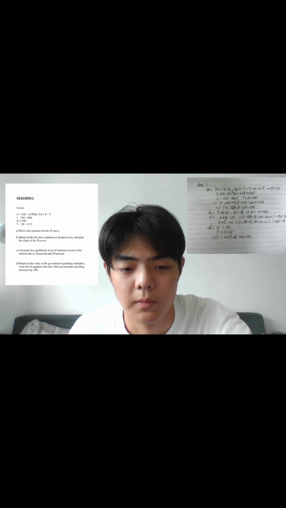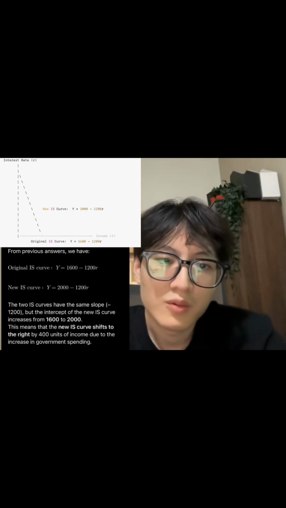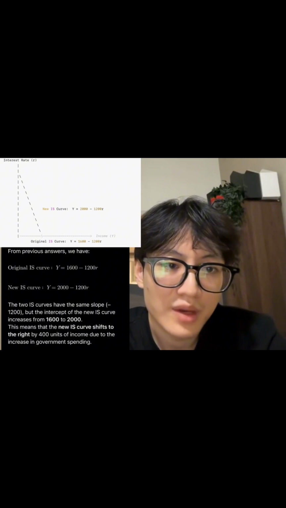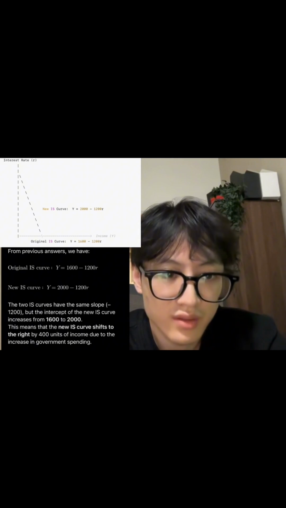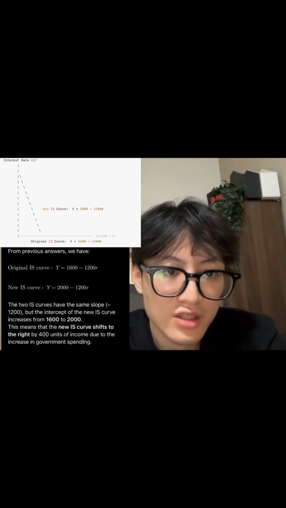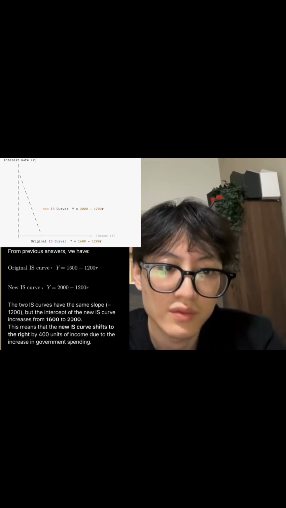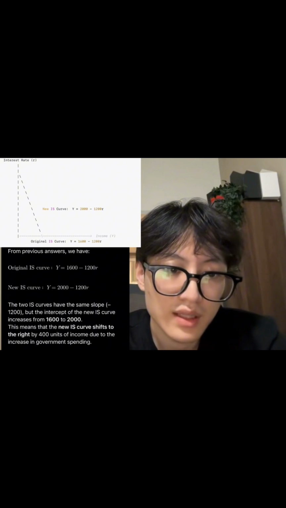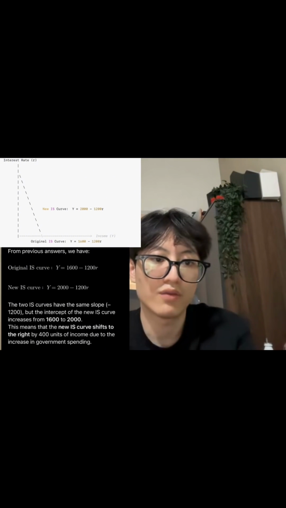From part E, we know that the government spending multiplier is 4, and the government spending increases by 100. So the change in national income is ΔY equals 4 times 100, which equals 400. This means that at every interest rate, equilibrium income rises by 400.